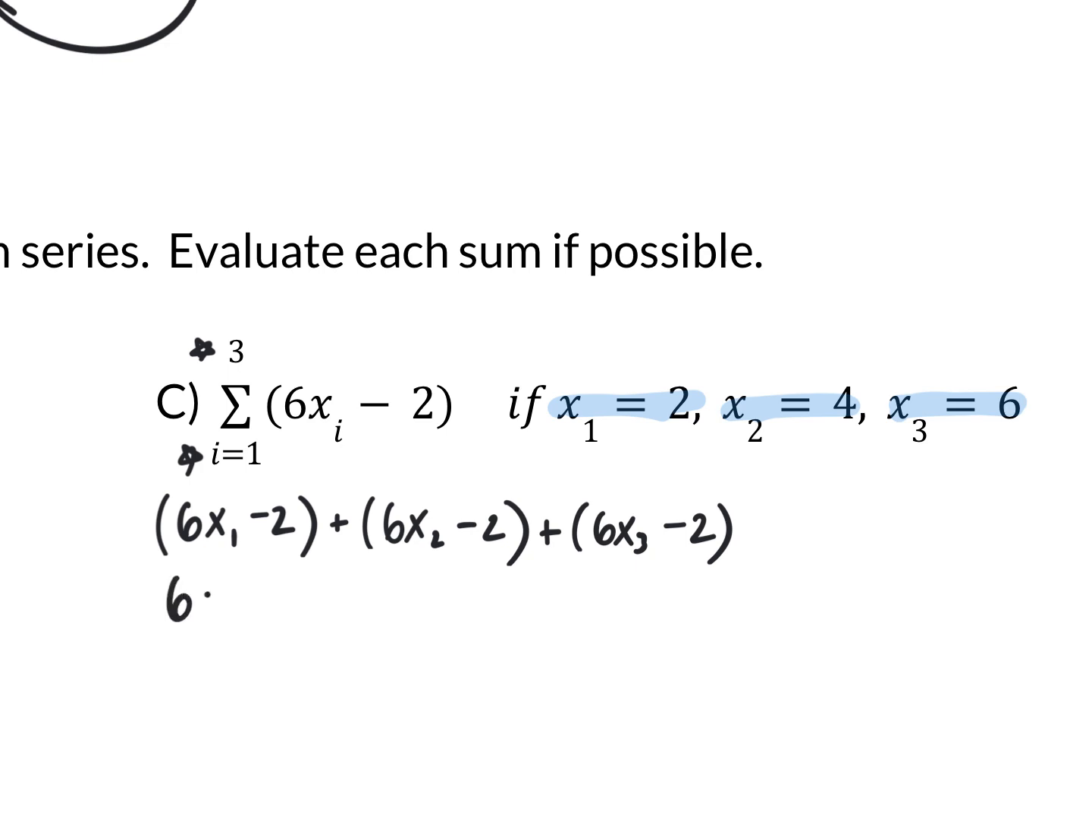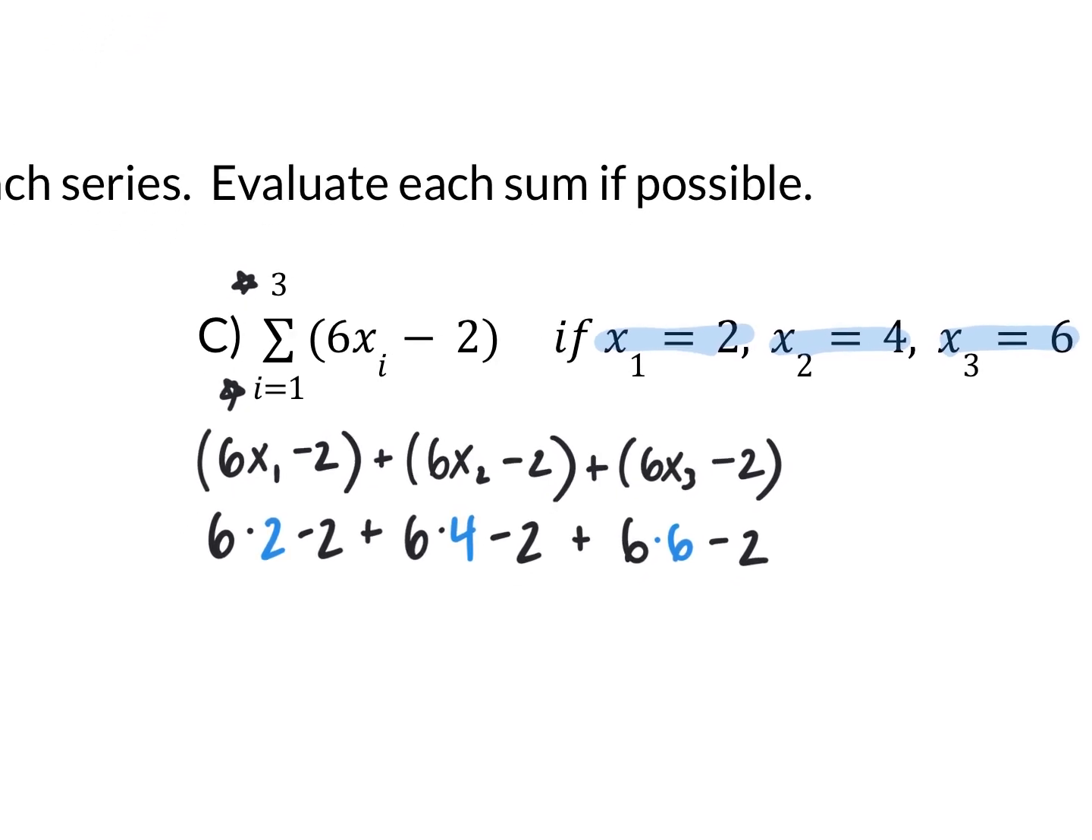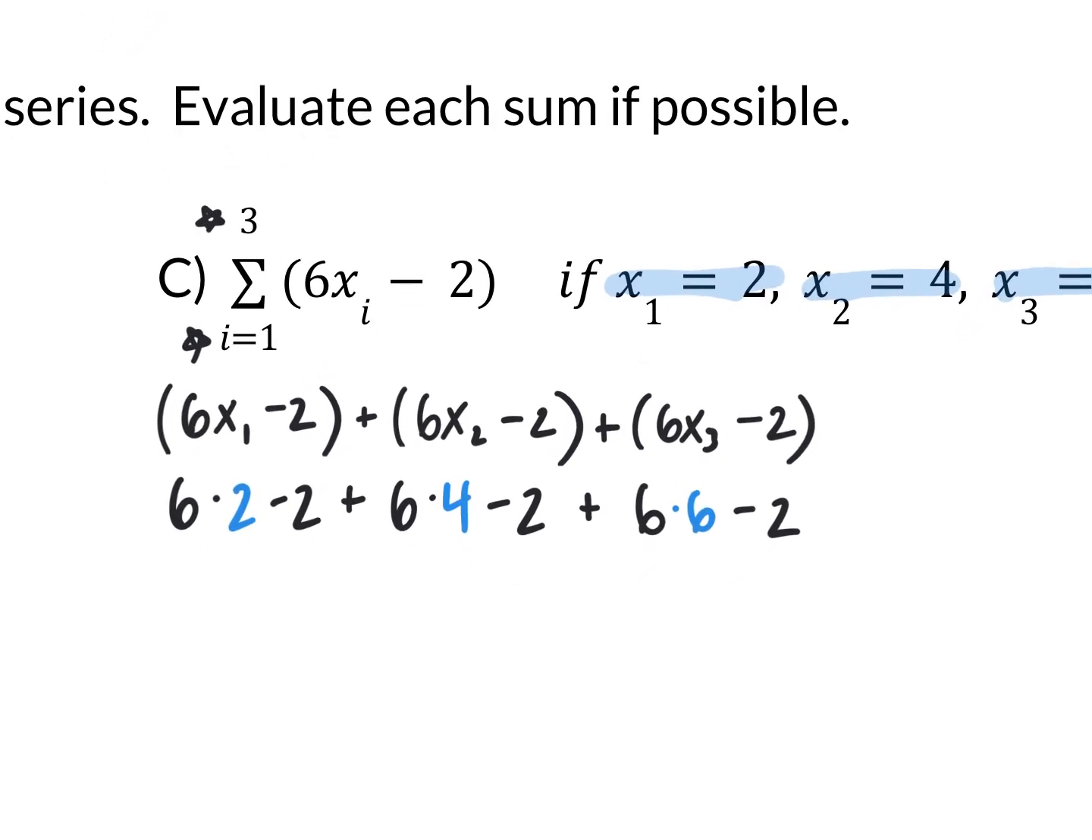I've got 6 times 2 minus 2 plus 6 times 4 minus 2 plus 6 times 6 minus 2. And then either evaluate this by hand or using your calculator. Either way, you should end up getting 66 for your answer.